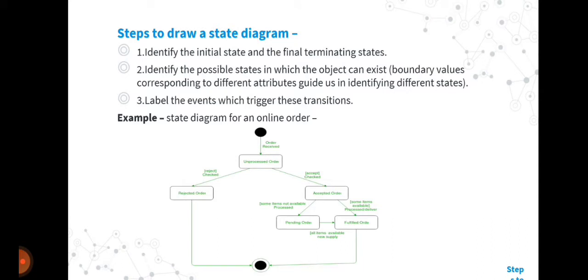And now we can see the steps to draw a state diagram. Step 1 is to identify the initial state and the final terminating state. Second is to identify the possible states in which the system can exist. Boundary values corresponding to different attributes guide us in identifying different states. Third is to label the events which trigger these transitions.